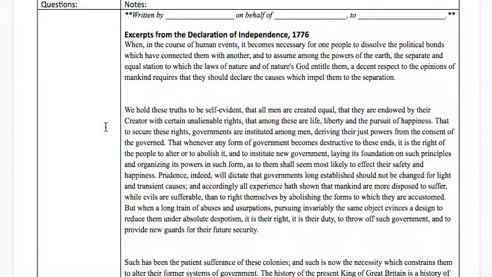All right, so we're going to start off. Remember, this is Thomas Jefferson physically writing this down, but it is not just his set of ideas that we can attribute to the Declaration. So he starts out, this is the actual first paragraph. He says, when in the course of human events it becomes necessary for one people to dissolve the political bonds which have connected them with another, and to assume among the powers of the earth the separate and equal station to which the laws of nature and of nature's God entitle them, a decent respect to the opinions of mankind requires that they should declare the causes which impel them to the separation.